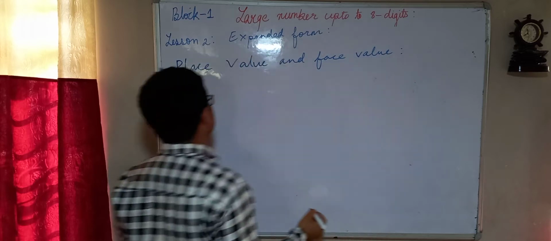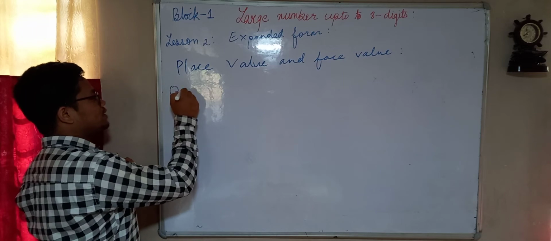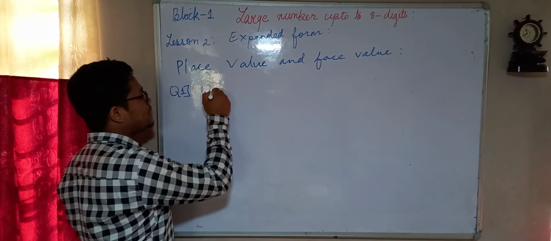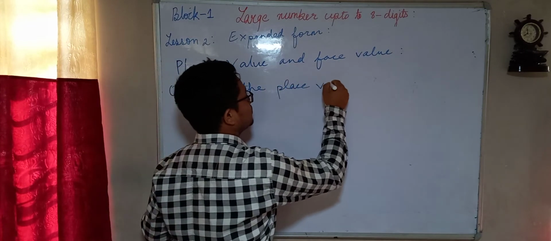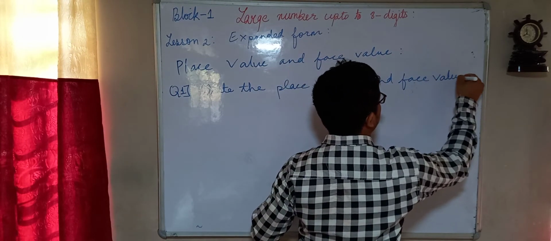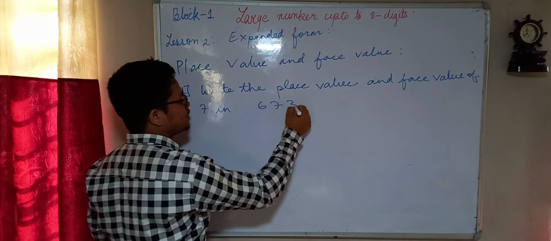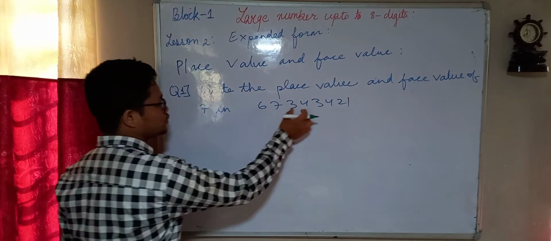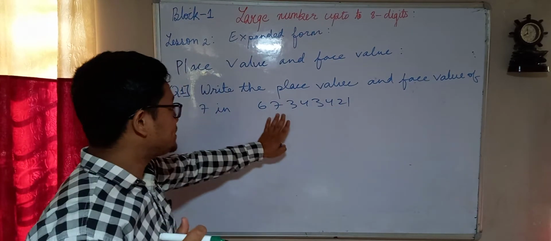Very simple, children. If I write a question, let me explain through the question only, you will easily understand it. Write the place value and face value of 7 in 67,34,321. Counting the digits, 1, 2, 3, 4, 5, 6, 7, 8. This is actually an 8-digit number.